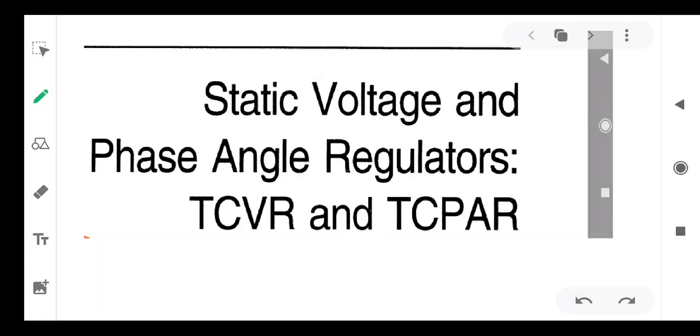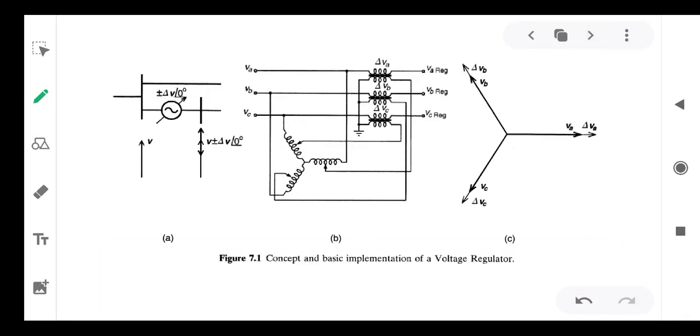Now I would like to explain voltage magnitude and phase angle controllers, as well as static voltage and phase angle regulators, thyristor control voltage regulator and thyristor control phase angle regulators. This is the voltage magnitude controller.